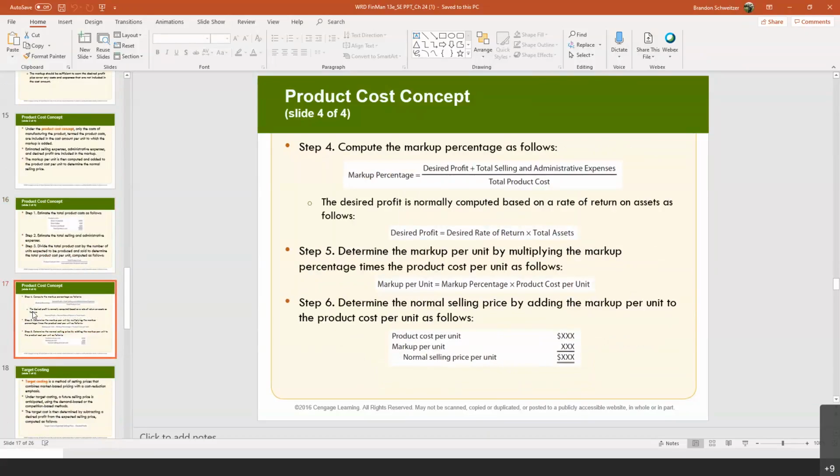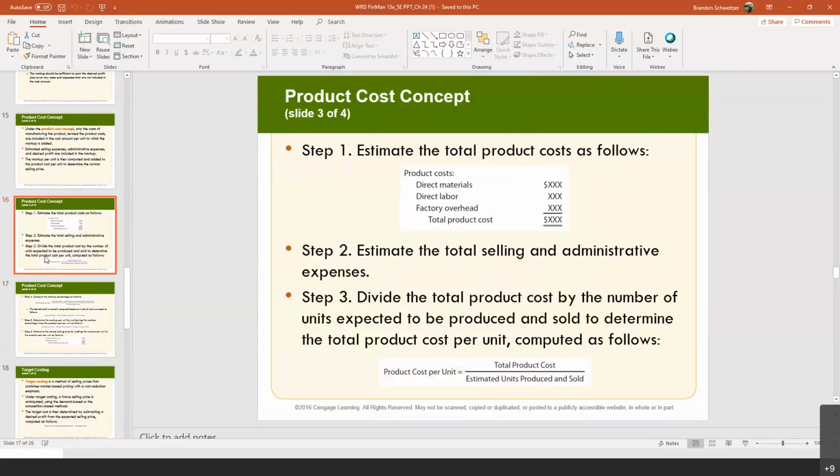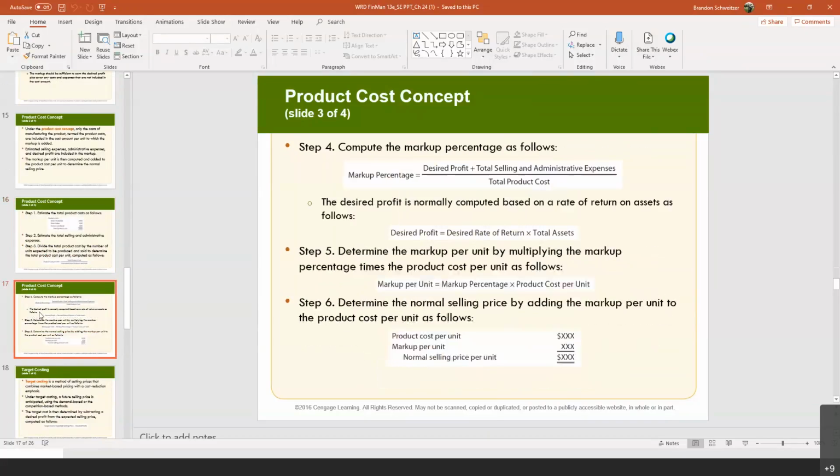Okay. Now that we've done that, now that we got our product cost per unit, we then need to figure out what's going to be the markup percentage. So to do that, we take our desired profit plus the total selling and administrative expenses divided by the total product cost. That'll give us our markup percentage.